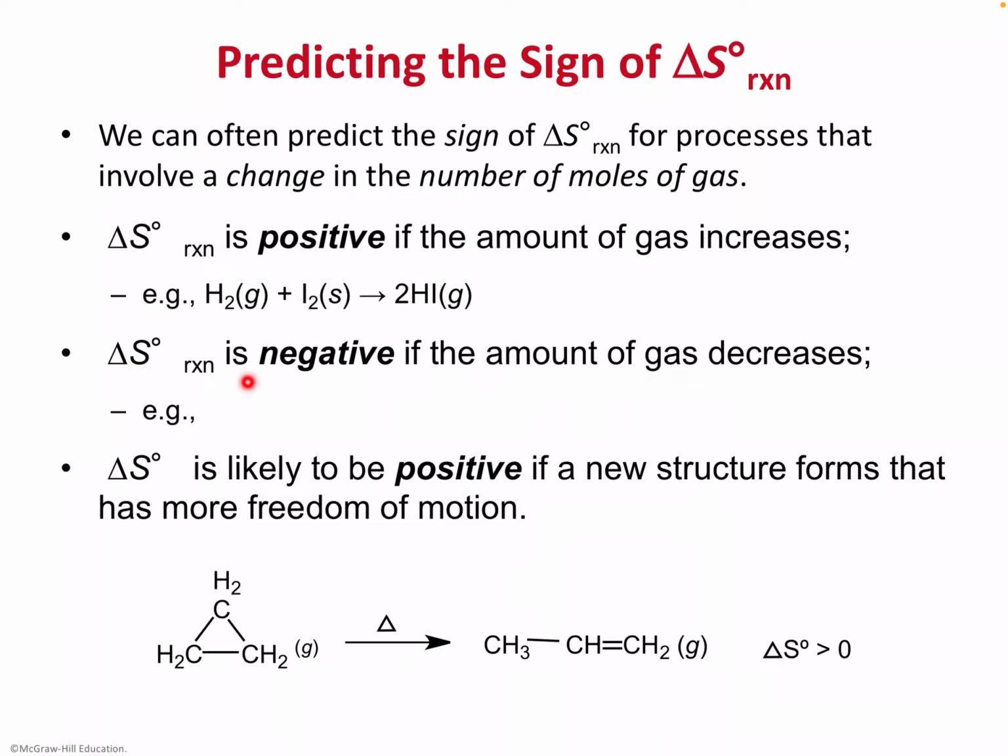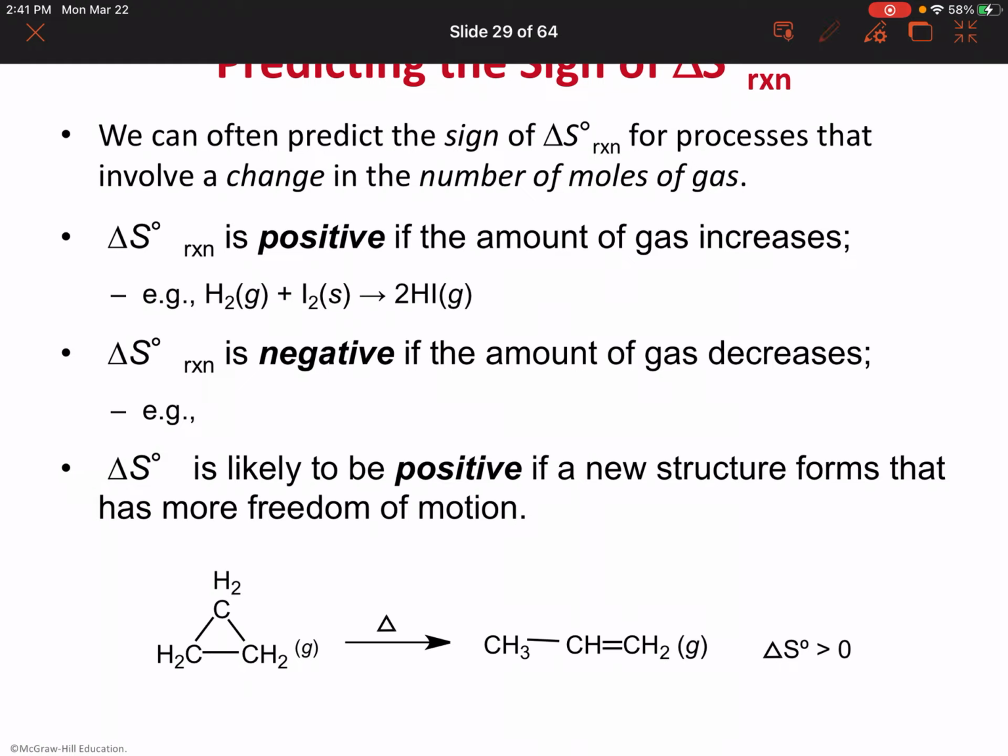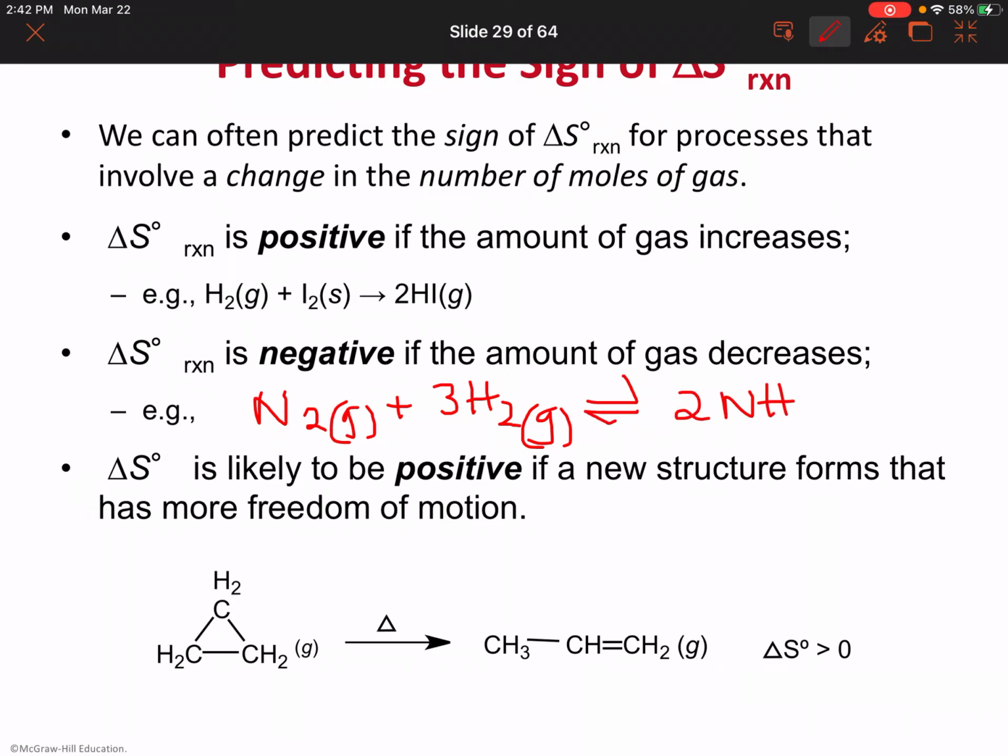Delta S naught reaction is negative if the amount of gas decreases. So we can use this example. It's not given here. You can consider nitrogen gas plus hydrogen, 3 hydrogen molecules. This is the process of making ammonia, giving you 2 ammonia gases. What do you think about the entropy of this one? Again, all 3 are gases.